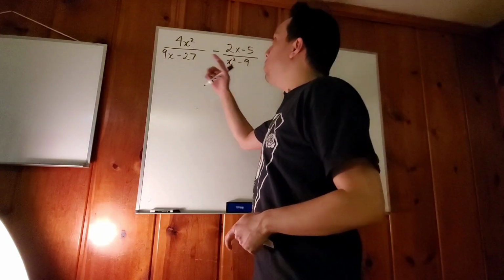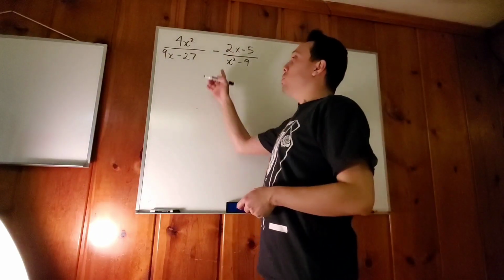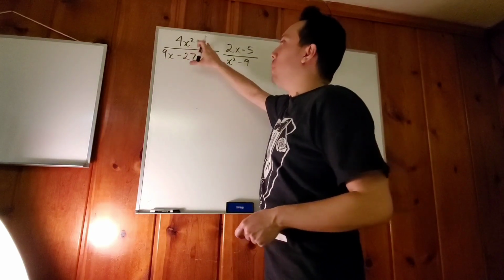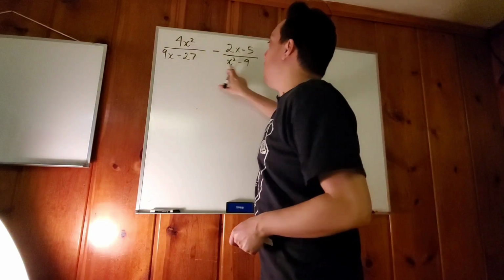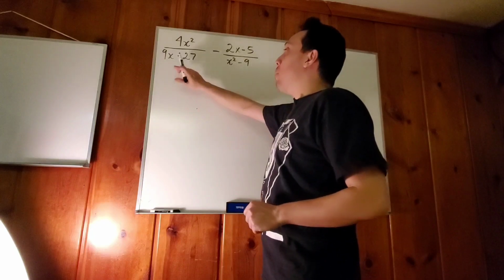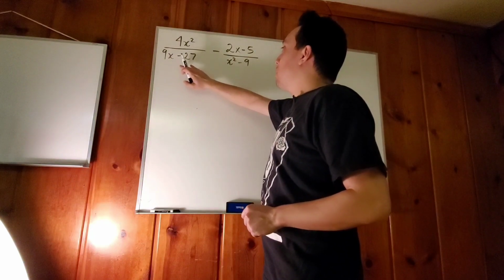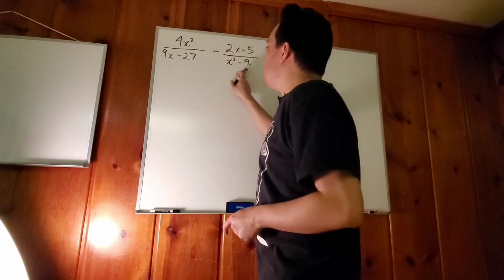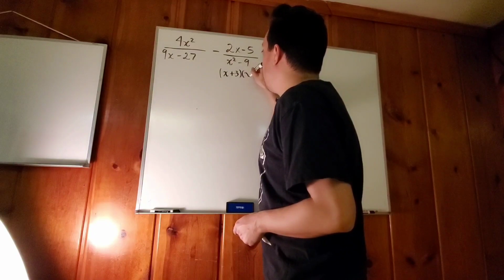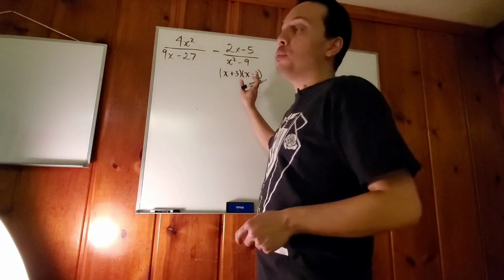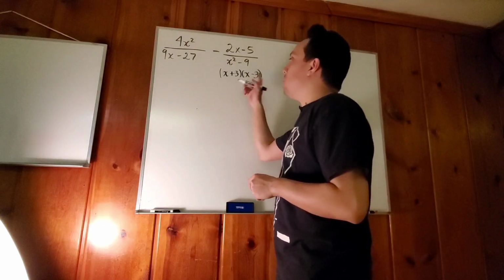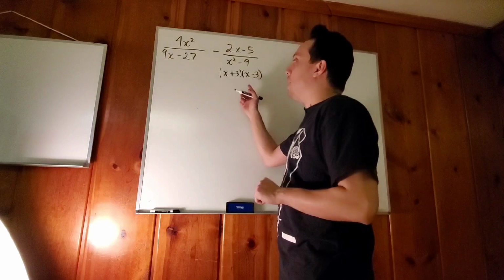All right, in example 3, we're going to do the same thing that we did in example 2, except we're going to subtract. So to be able to subtract, because we have different denominators in these rational expressions, we need to find the least common denominator. Again, this is a difference of squares, and so it's going to be x plus 3, x minus 3. And again, it doesn't matter which one you put first, because the order of the factors doesn't alter the product.